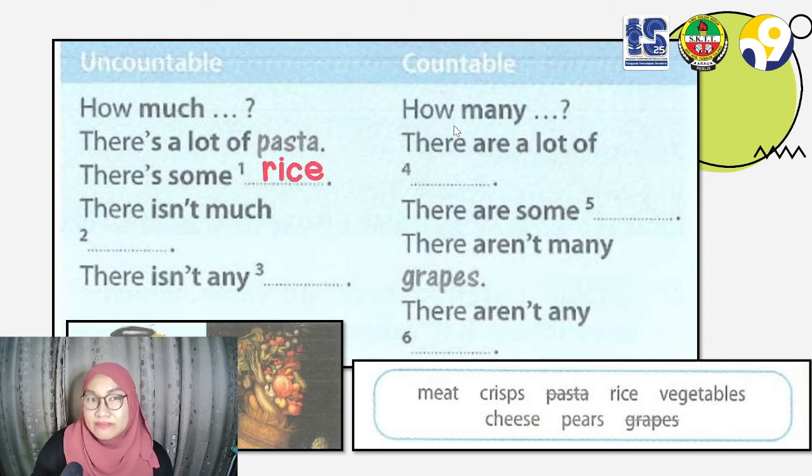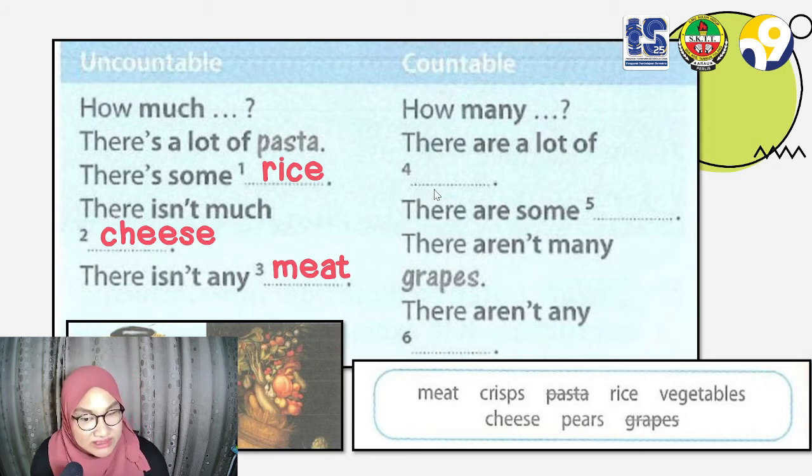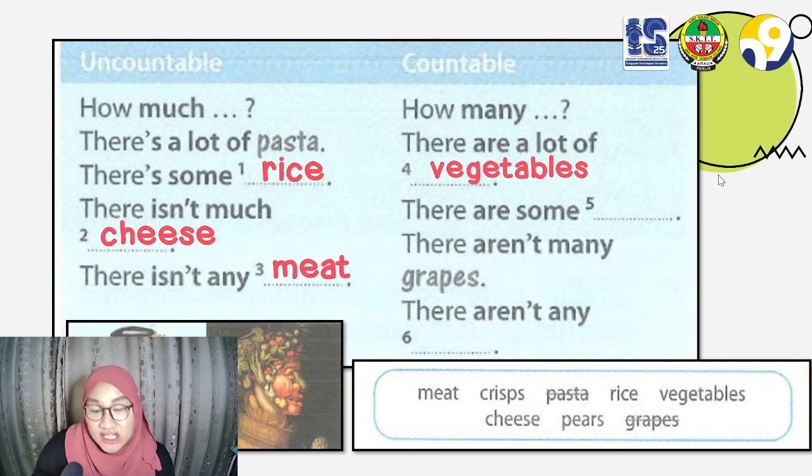There's some rice. This picture is actually your clue, alright? So, please look at the pictures before you fill in the blanks with your answers. There isn't much cheese. And number 3, there isn't any meat. Alright, moving on to number 4. There are a lot of vegetables.